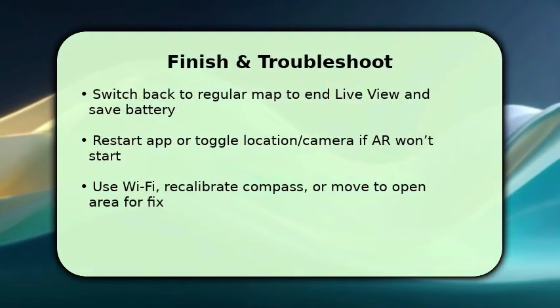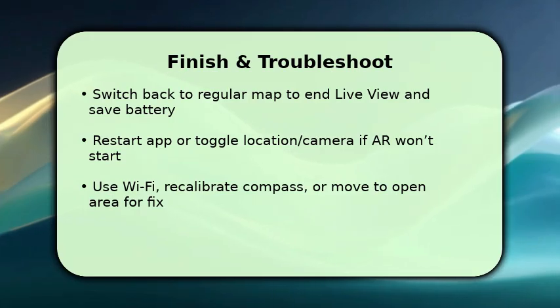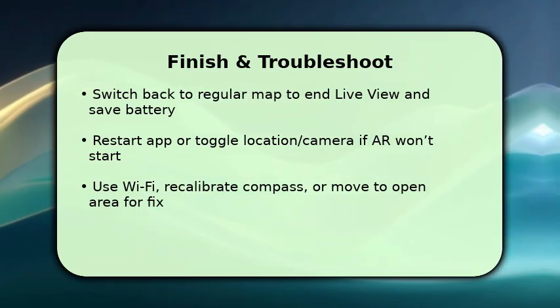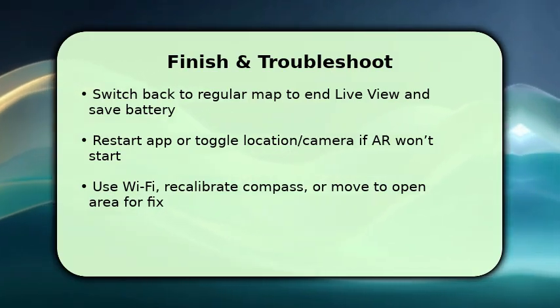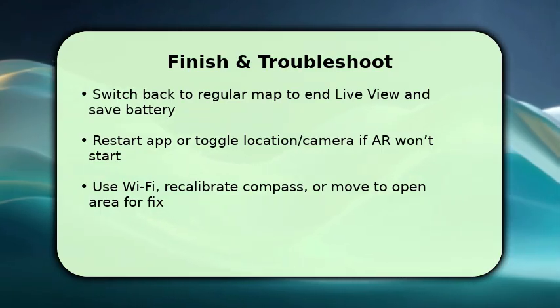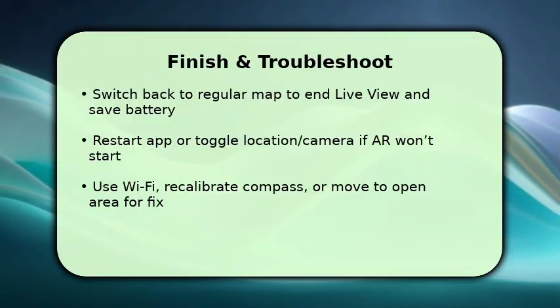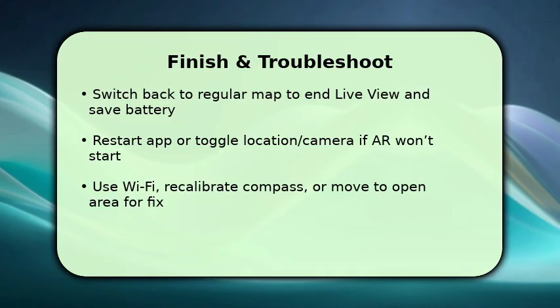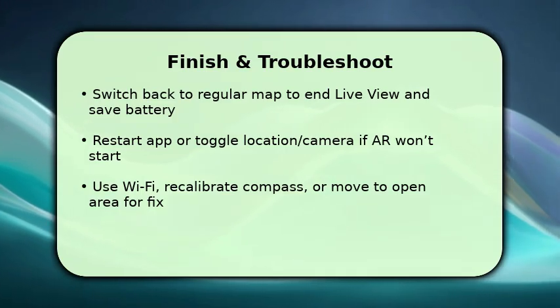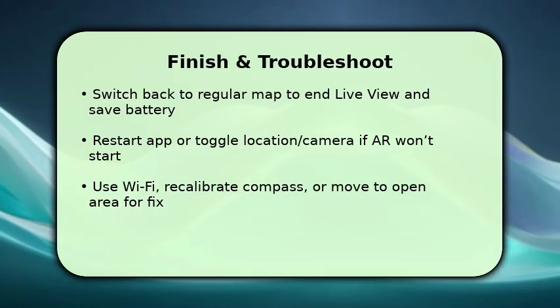Your route remains active. If Live View won't start or drifts, restart the app and toggle location and camera permissions. This often fixes permission or sensor hiccups. Make sure you're in an open area with visible landmarks, enable Wi-Fi for better positioning, and recalibrate the compass if needed. If problems persist, reboot the phone. Most remaining issues are resolved by refreshing sensors and connections.